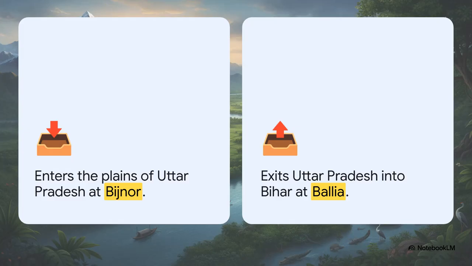And hey, for anyone specifically studying Uttar Pradesh geography, the river's path is defined by 2 super crucial borders. Here's a really quick trick for you. The Ganga entered the plains of UP at Bijnor, and it exits the state into Bihar at Balia. Entry, Bijnor. Exit, Balia. Both conveniently start with the letter B. It's just a simple visual anchor to help lock that map right into your memory.